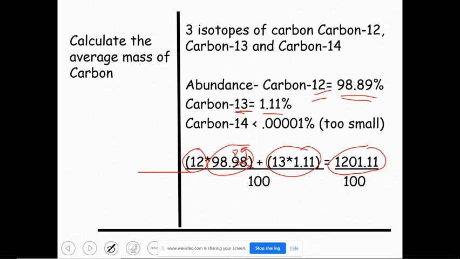1,201.11. Since it is a percent, I'm dividing the whole thing by 100, and I end up with 12.011 AMU. And if you look at the periodic table, you will notice that carbon has a mass of 12.011 AMUs on your periodic table, or awfully close to that.